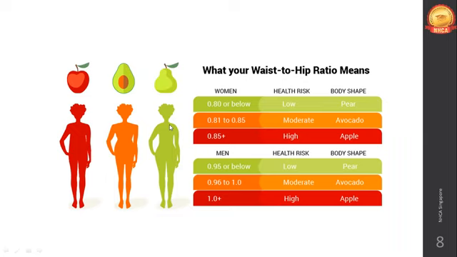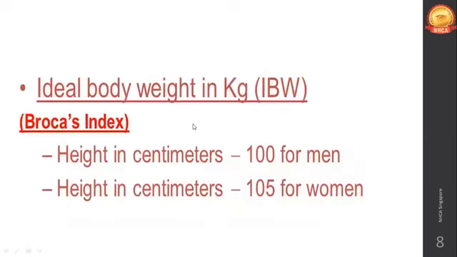And in apple shaped body, your entire torso, not just the belly but your entire torso, is heavier as compared to your limbs. The ideal body weight, we have Broca index. Broca index is very easy to calculate.